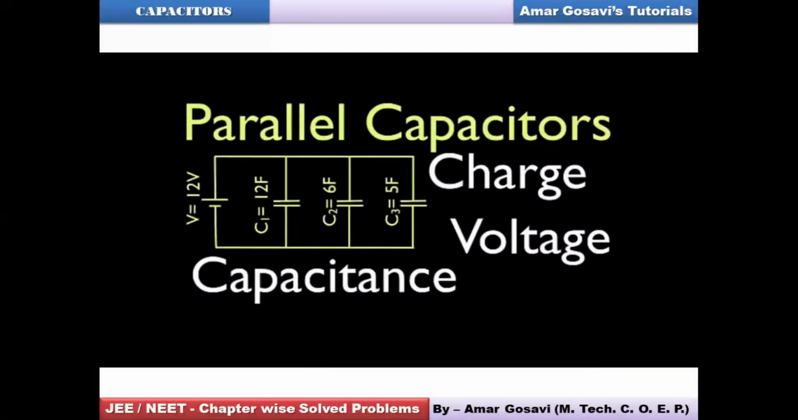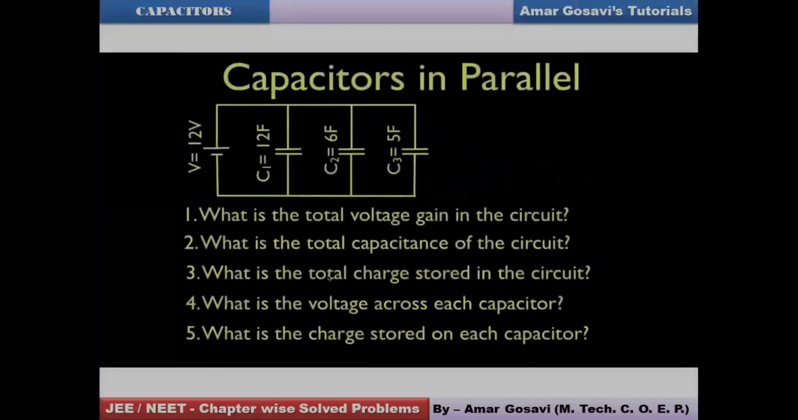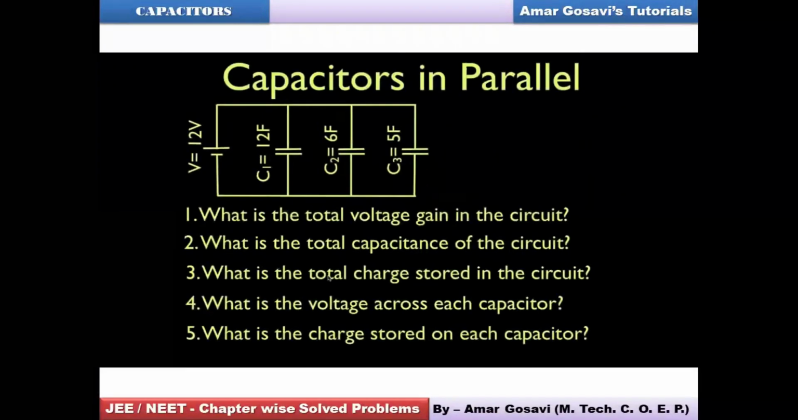Now let's talk about the parallel capacitors, basically parallel connections. Similar type of problems, but now here the capacitors are connected in parallel. So here comes the question for you. Total volt is 12 volt. C1, C2, C3 are different. They are connected in parallel. They want the total voltage gain in the circuit.